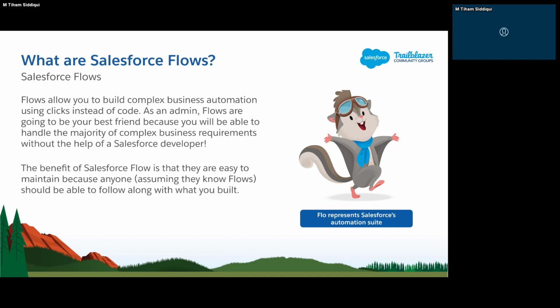We can activate only one version at a time. Yes, if you have multiple versions of a single flow, you can activate a single version. You cannot activate multiple versions of a flow. You can only activate one version of the flow.